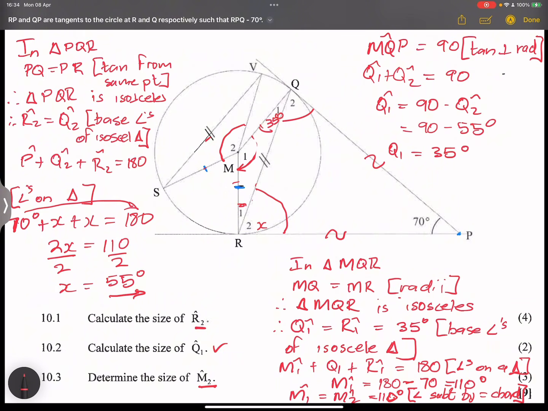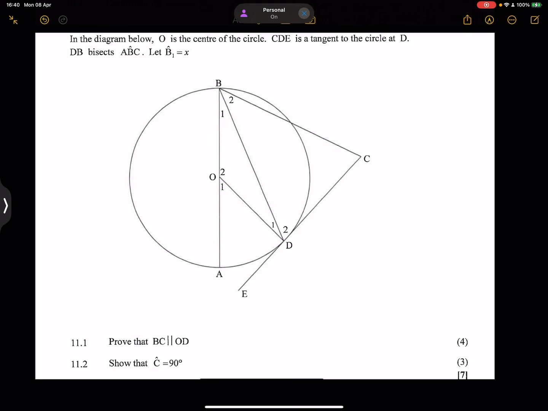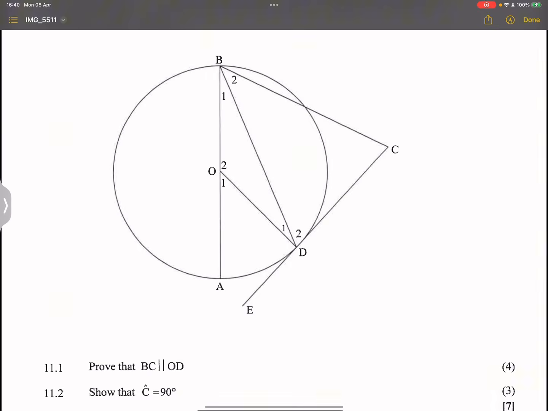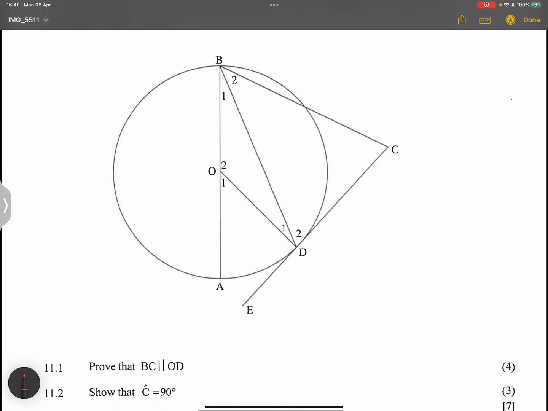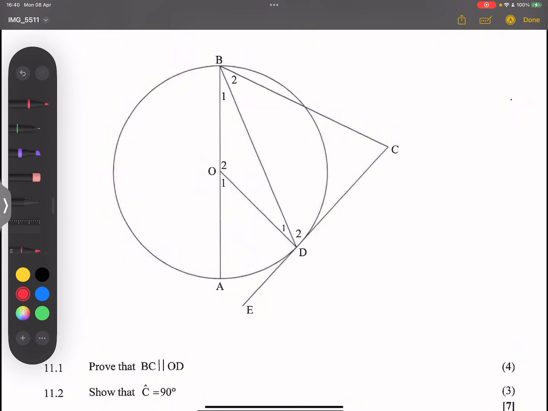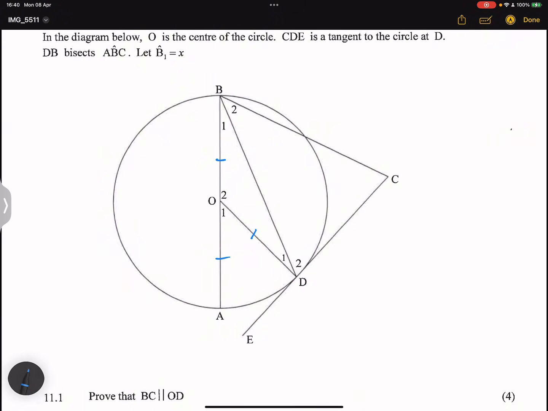I'm going to come back with some more. So let's try this other one. They say to us in the diagram below, O is the center of the circle. I'm sure you guys have now figured it out. The moment they tell us that we've got a center, what do we do? We just mark out those radii. So that means that OB is equal to OD, which is equal to OA. Then they tell us that CDE is a tangent to the circle at D.